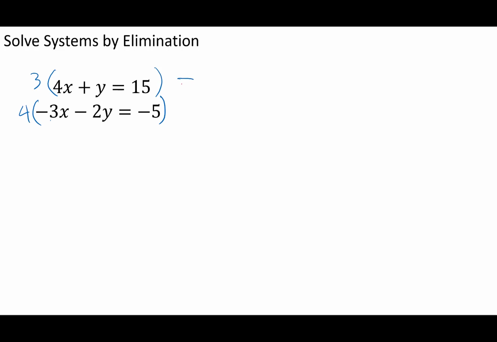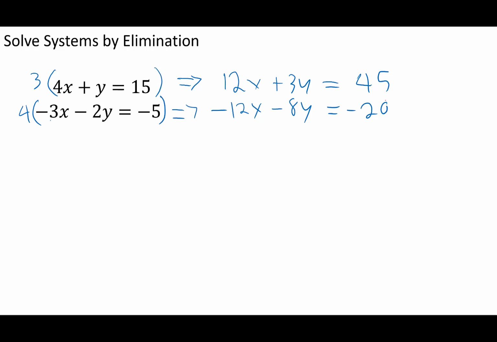All right. So I'm going to multiply 4x times 3, which gives me 12x, 3 times y, and 3 times 15, which is 45. Then I'm going to do the same with the bottom. 4 times -3 is -12x. 4 times -2 is -8y. And 4 times -5 is -20.